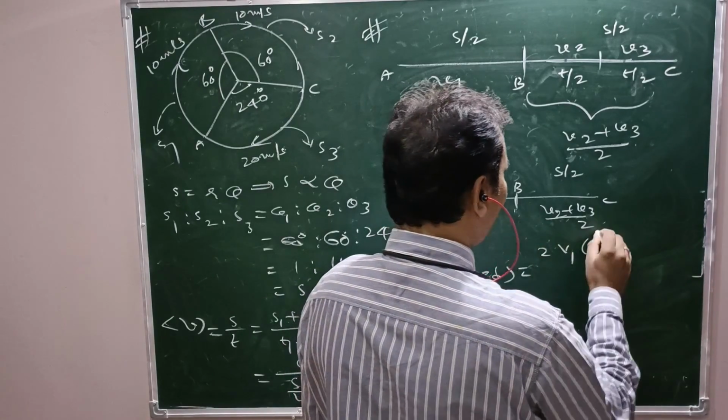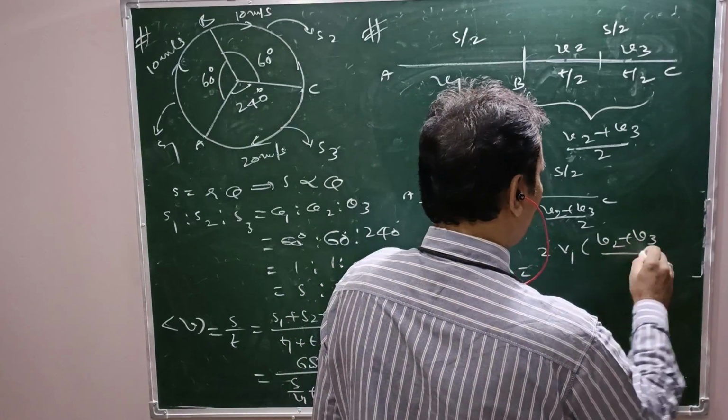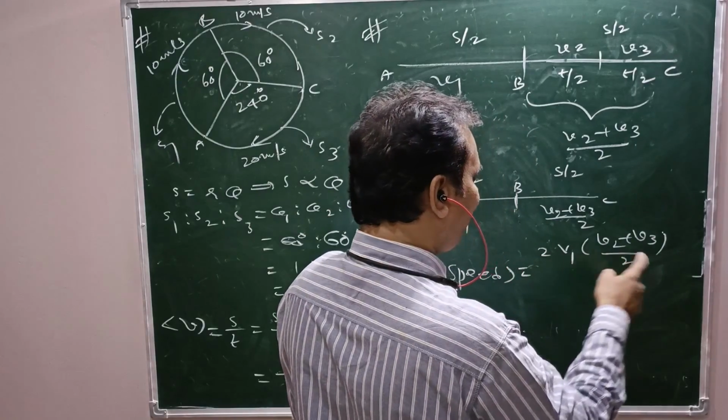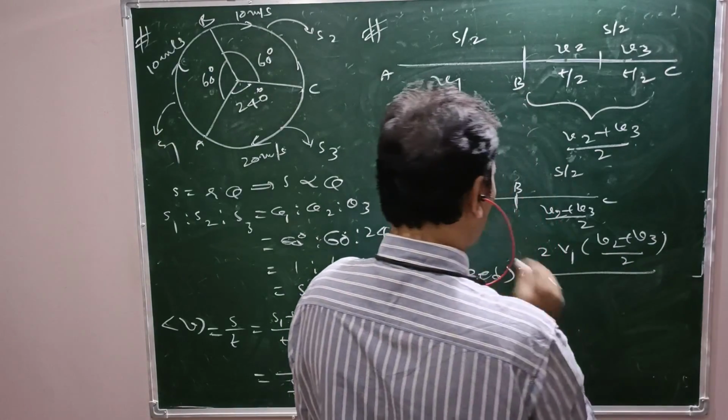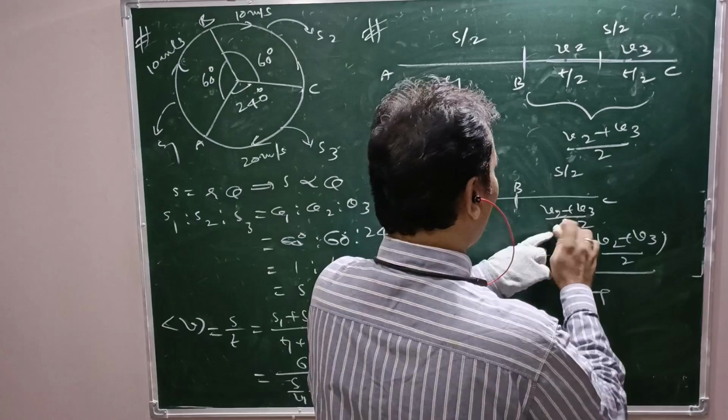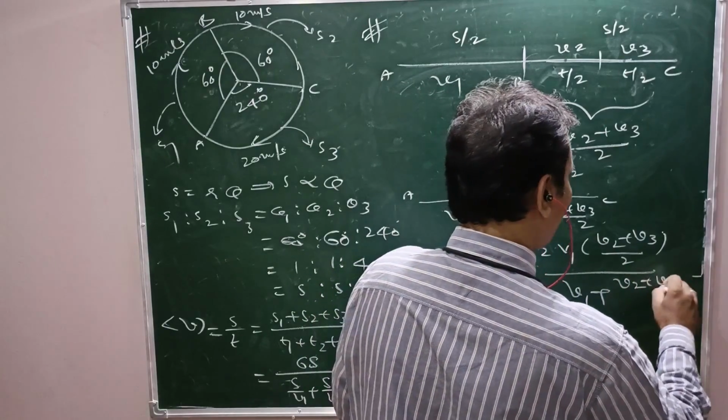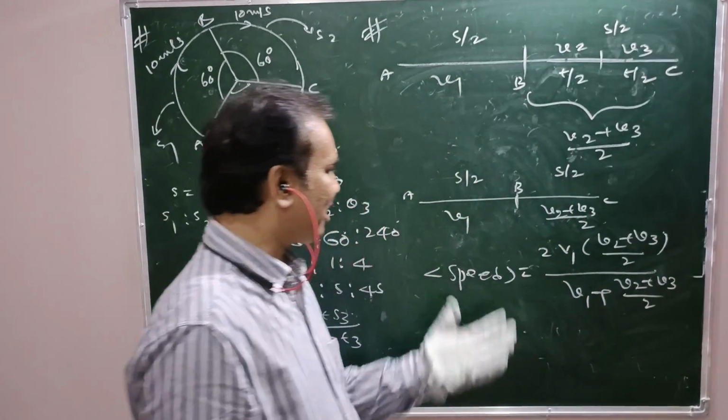2v1 v2 by v1 plus v2, v1 plus v2, v2 plus v3 by 2. Okay, once again, take a look here.